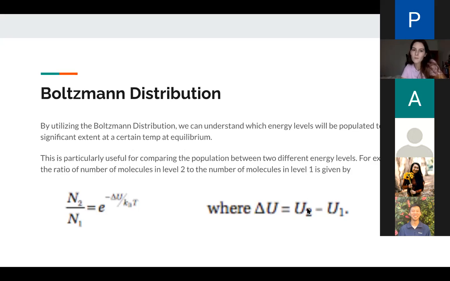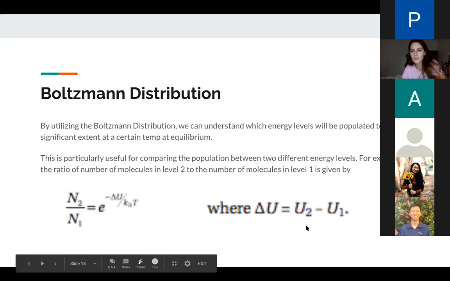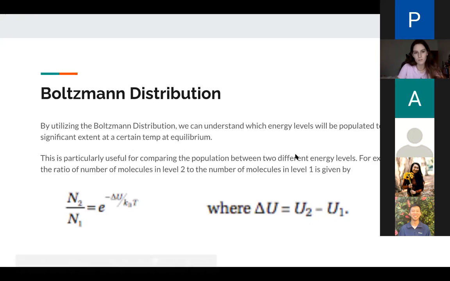One thing to look out for when doing problems with the Boltzmann distribution is making sure that the sign of the energy is correct and the amount of energy is correct, because it's easy to flip them when you're doing these kinds of problems.